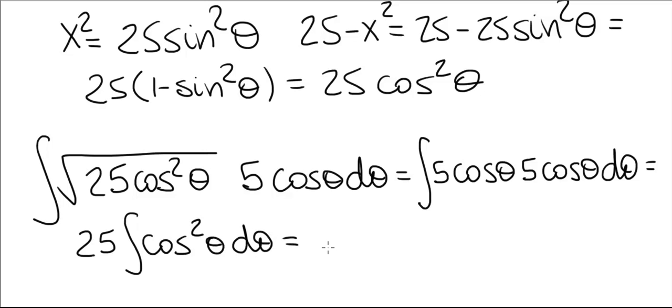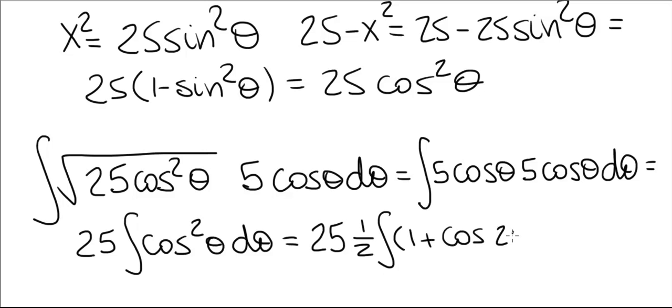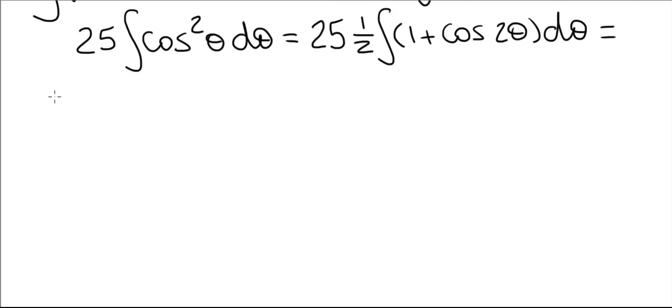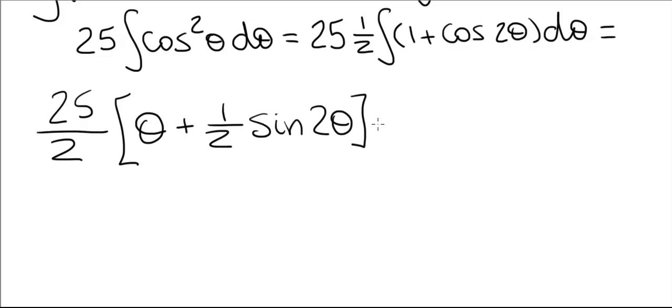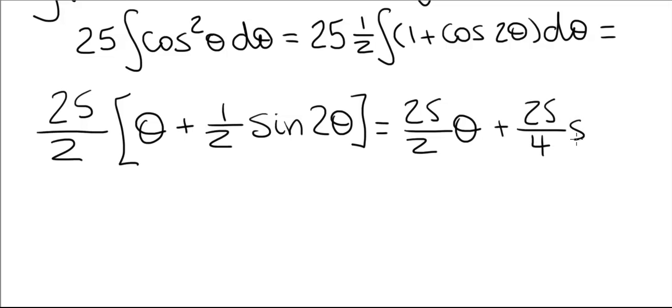To evaluate this integral, it's done in an earlier video. You can review it, but we replace cosine squared with a trig identity, 1/2 times 1 plus cosine of 2 theta. And so this is equal to 25 halves times the integral of 1 with respect to theta, which is theta. The integral of cosine of 2 theta is 1/2 sine of 2 theta. Multiplying through by 25, we have 25 over 2 times theta plus 25 over 4 times the sine of 2 theta.